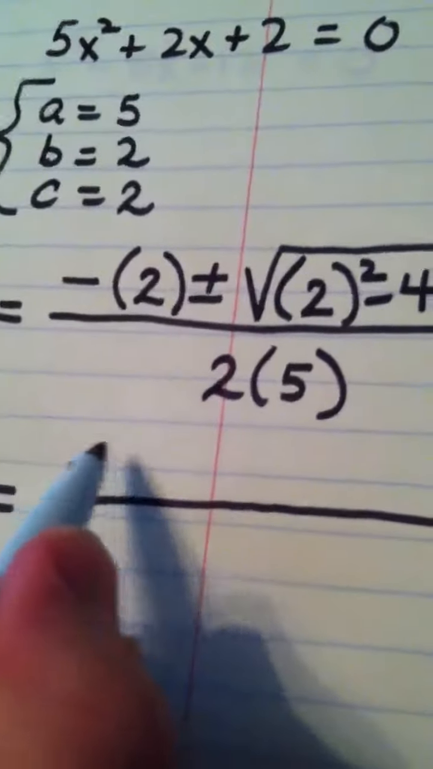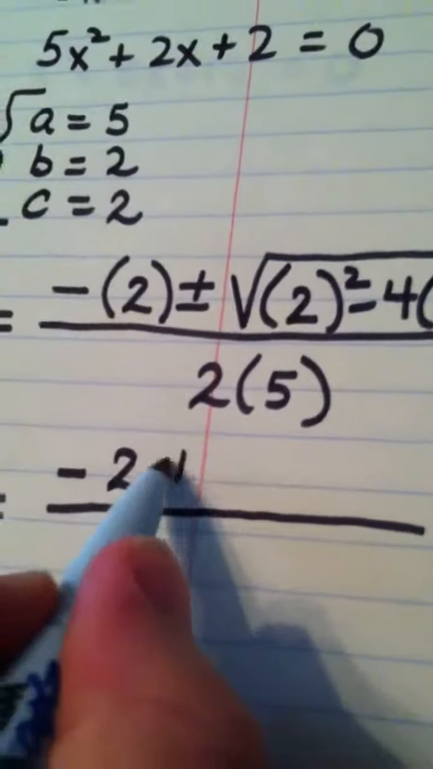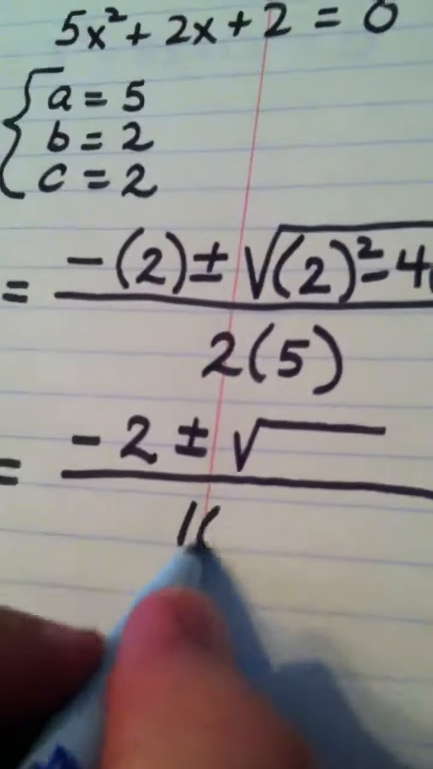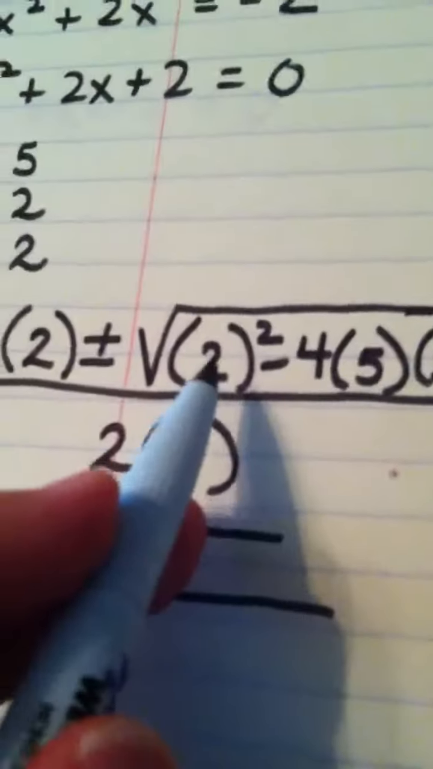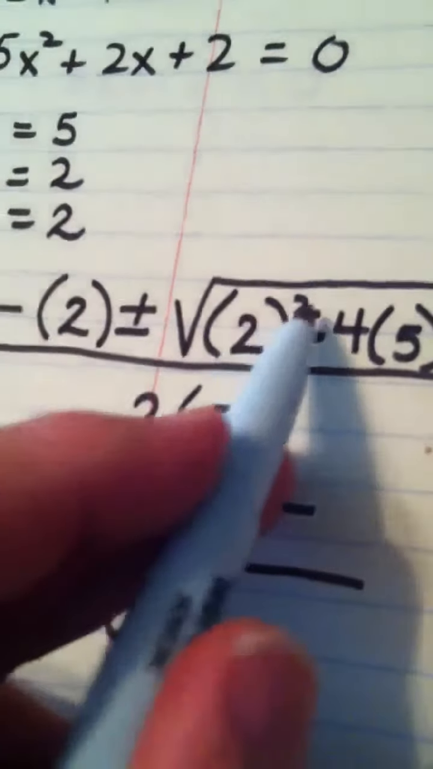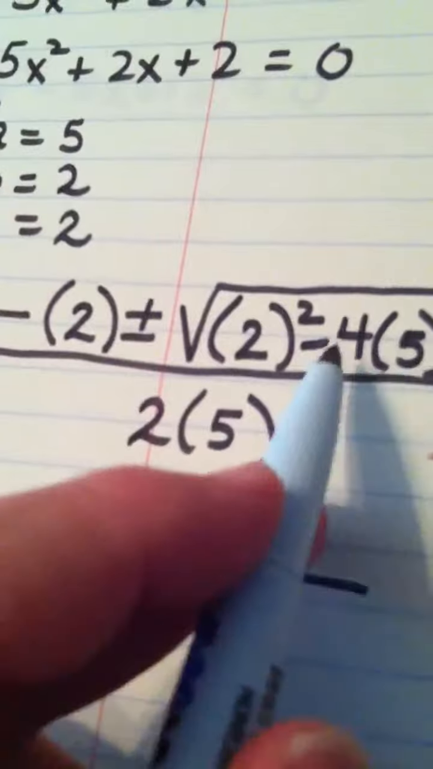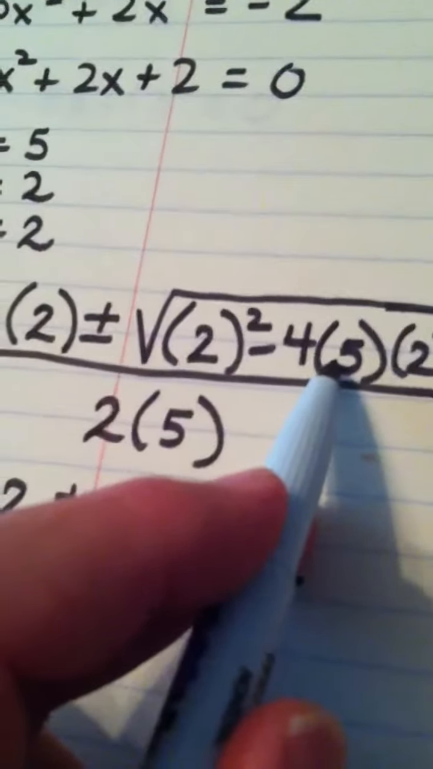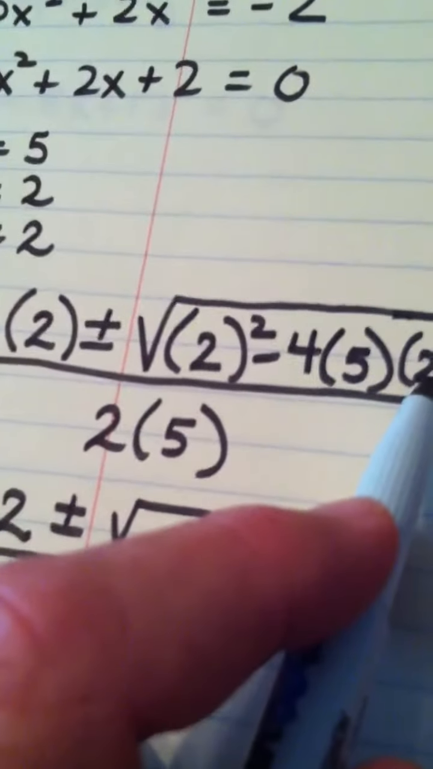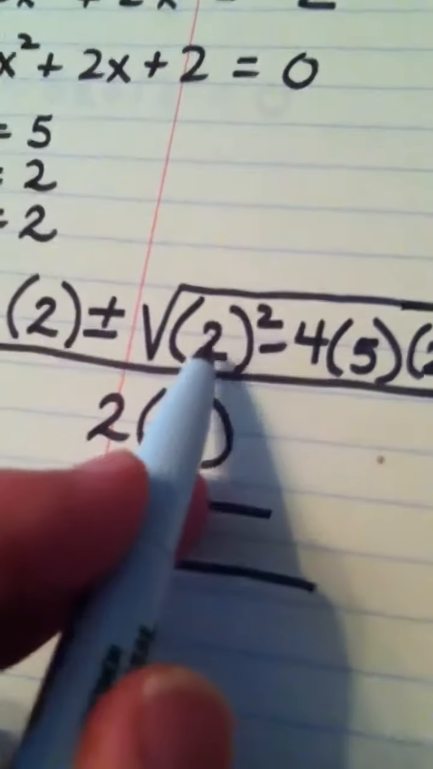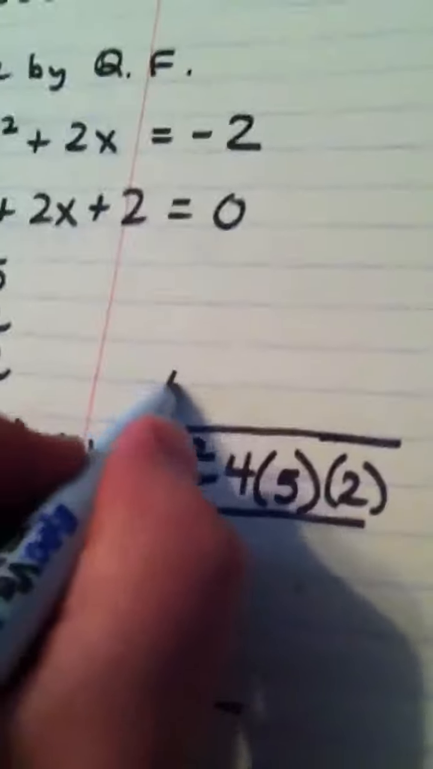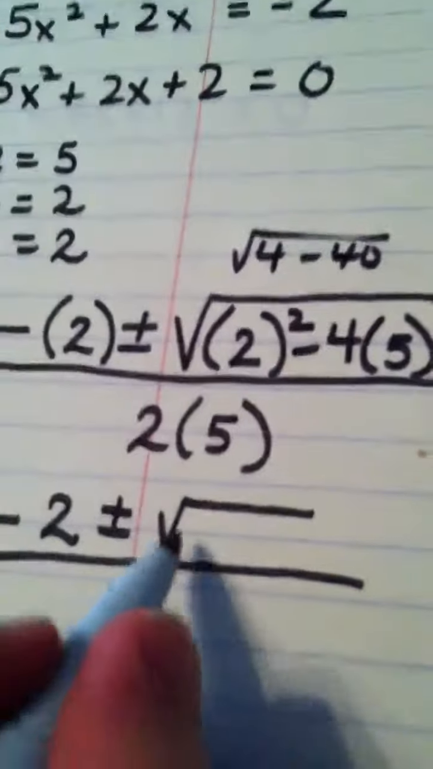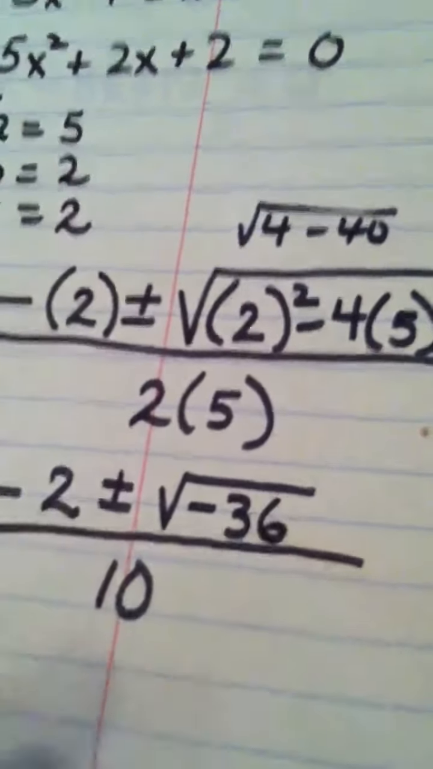Now when I pull this together, I have a negative 2 in front, plus or minus the square root of something, all over 10. Now, under the radical, I have 4, and this is going to become a minus 40, right? Negative 4 times 5 is negative 20, times 2 is a negative 40. 4 minus 40 under the radical is a negative 36.